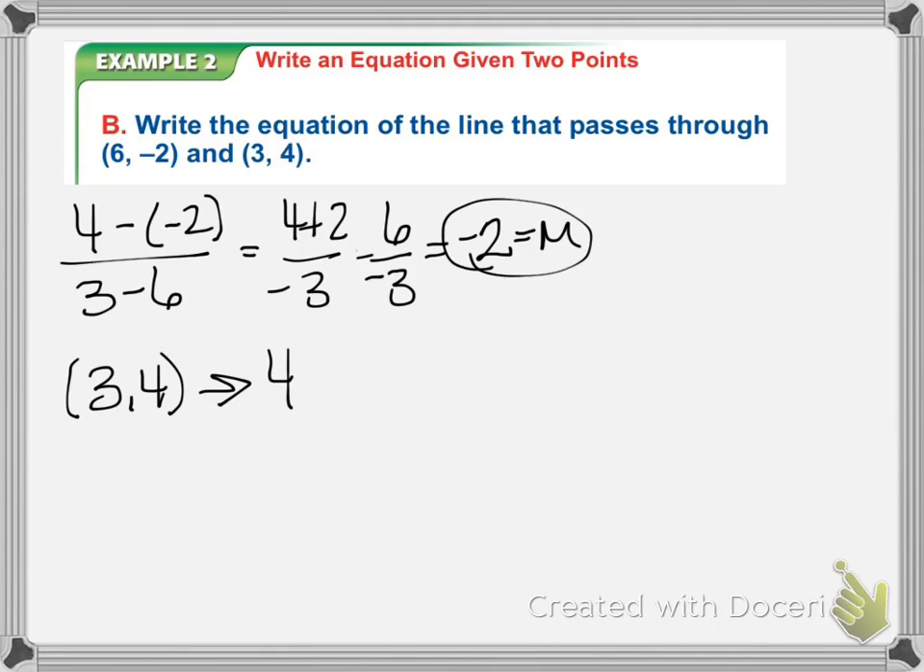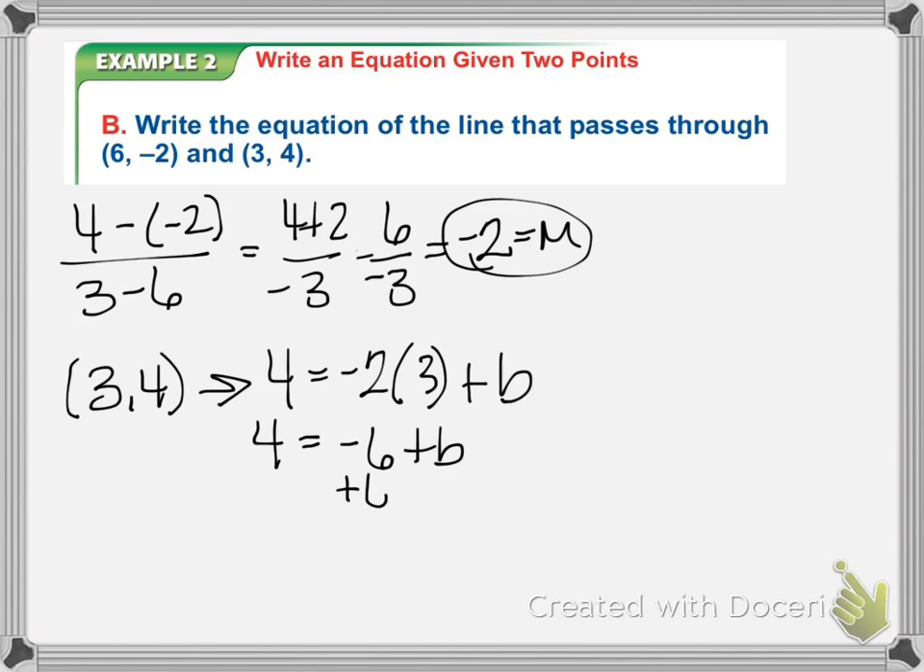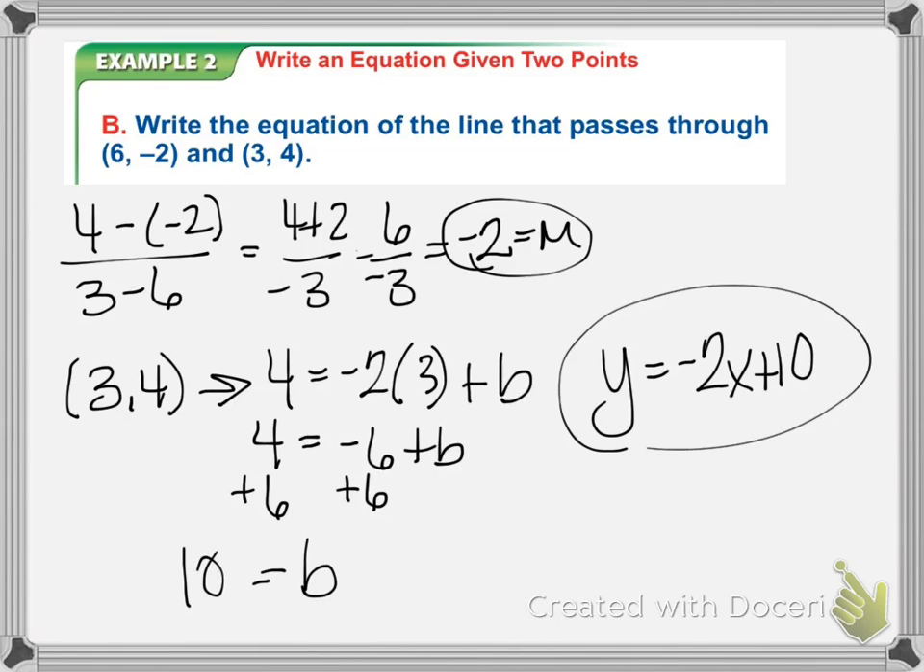So you've got 4 equals negative 2 times 3 plus b. So 4 equals negative 6 plus b. Add 6 to both sides, and your b is 10. So then your equation is y equals negative 2x plus 10. And you're finished. Hopefully you got that.